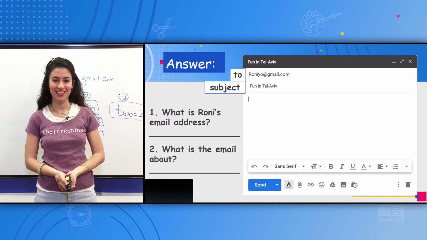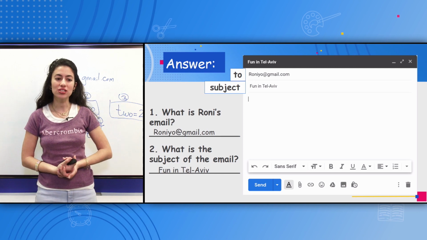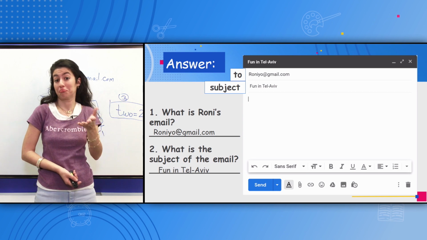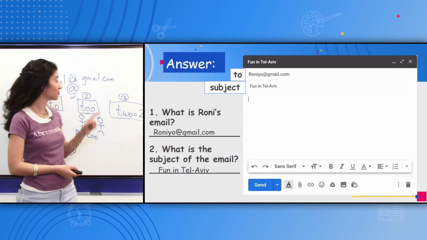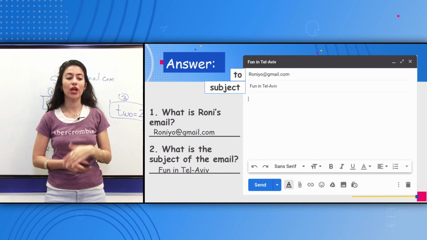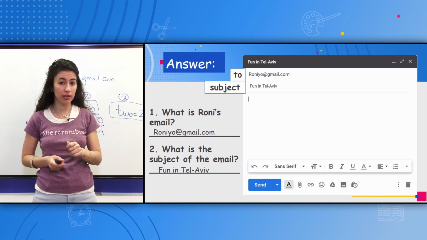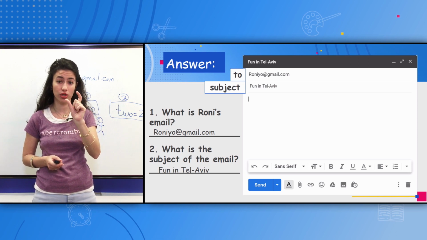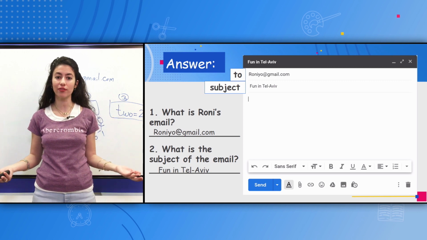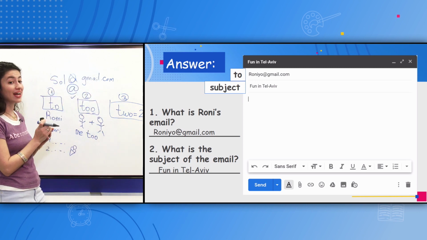Let's reveal the answers. What is Ronnie's email? That's right. Ronnie U, that's her email, at gmail.com. And what is the subject of the email? Now I changed the question a little bit because I wanted you to see the word subject. So what is the subject of the email? Fun in Tel Aviv.